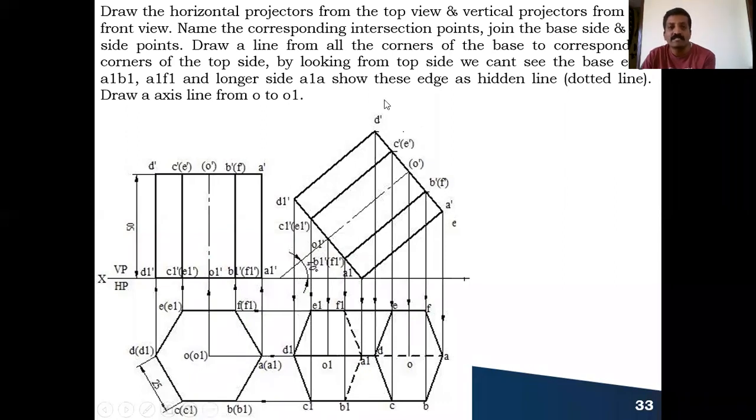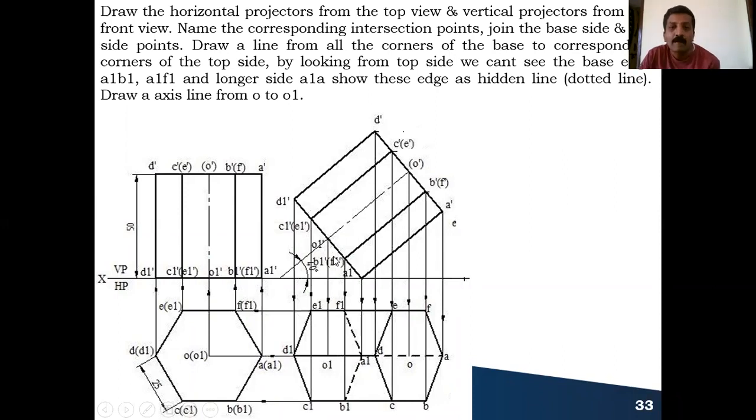Now coming to the longer edges, you are looking from here. So D1 to D you can see, make it a visible edge. C1 to C, E1 to E, it becomes the outermost boundary line, it has to be seen.